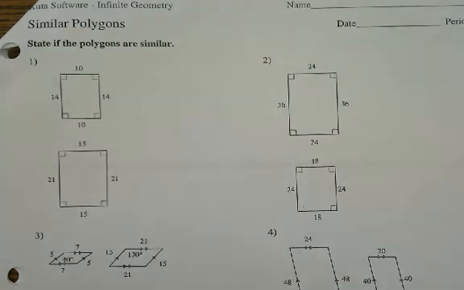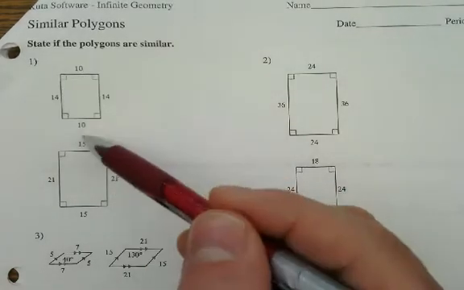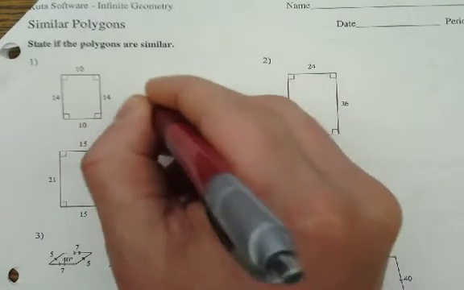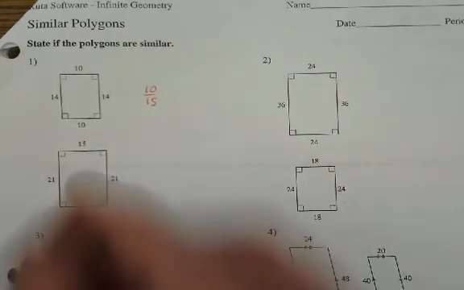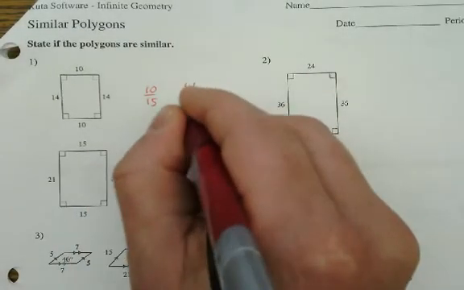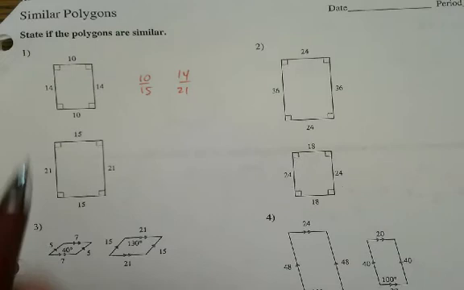The second thing you look for are the side lengths. Are the side lengths proportional? This 10 goes with this 15 because they're both the smallest sides on their respective shape. The 14 goes with the 21 because they're both the biggest sides on their respective shapes.